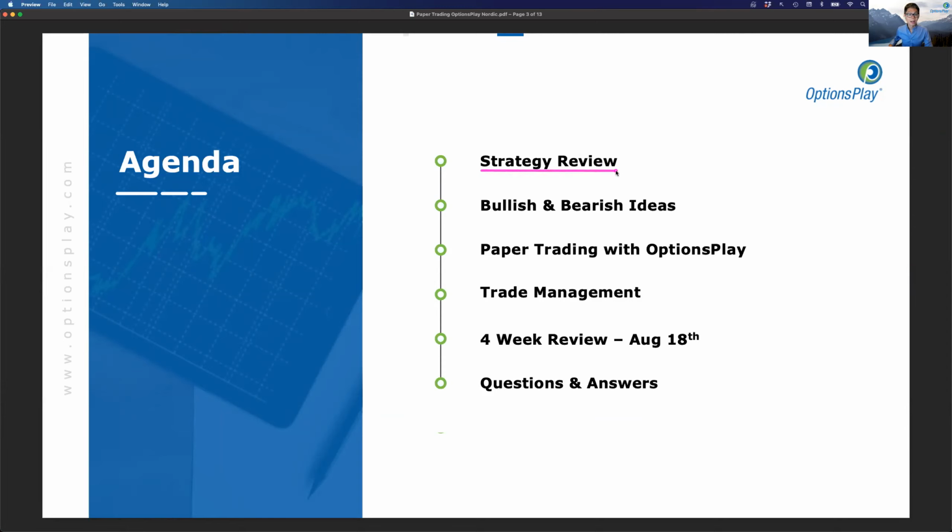We're going to talk about the high-level strategies that we're going to implement using paper trading so that you just have a brief overview of the strategies, how to implement them, and how to manage them, just so you have a reference point as to how do you find these strategies, and once you're in those strategies, when do you decide when it's time to cut your losses or take profits or simply exit the trade. We'll look at both bullish and bearish ideas as examples here today. And most importantly, what we're going to do is we're going to take those bullish and bearish ideas and we're going to paper trade them using OptionsPlay.